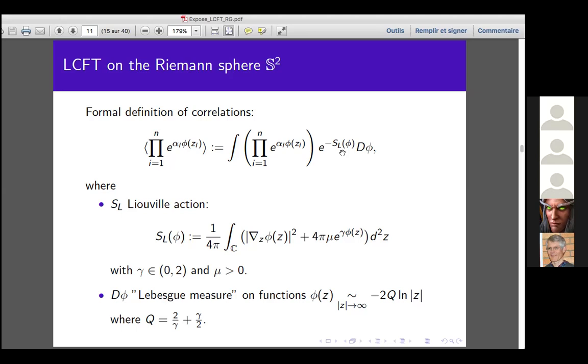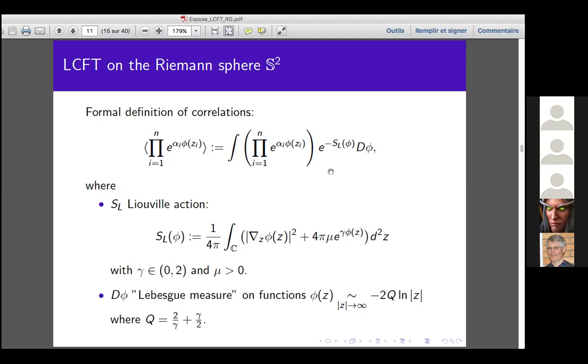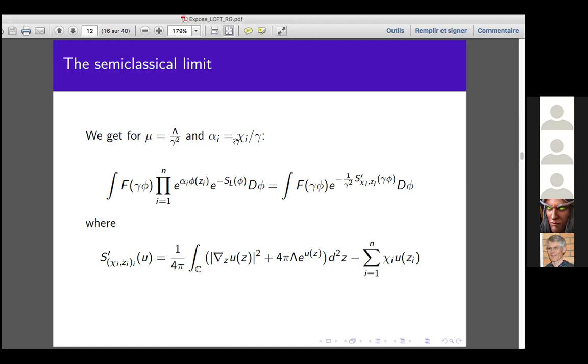Okay, and so heuristically, what Polyakov did is that he wanted to recover the classical framework. So what he did is that he scaled mu as lambda over gamma square, okay? And so now lambda is fixed, and you take the correlations at points zi here. So nothing is defined. I mean, this is how physicists do it, but at the end it works. But I'm explaining heuristically how we're going to recover this classical story I described in the first few slides during 10 minutes.